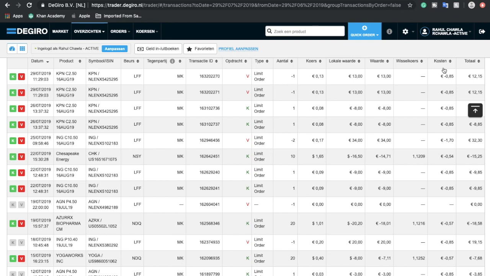Let me discuss what actually happened. So basically, after I bought this contract, KPN rose by 2.65% in the day, and that's why the price of the option also increased. But if it stayed the same for the next 1 month or so, it would be worth less.